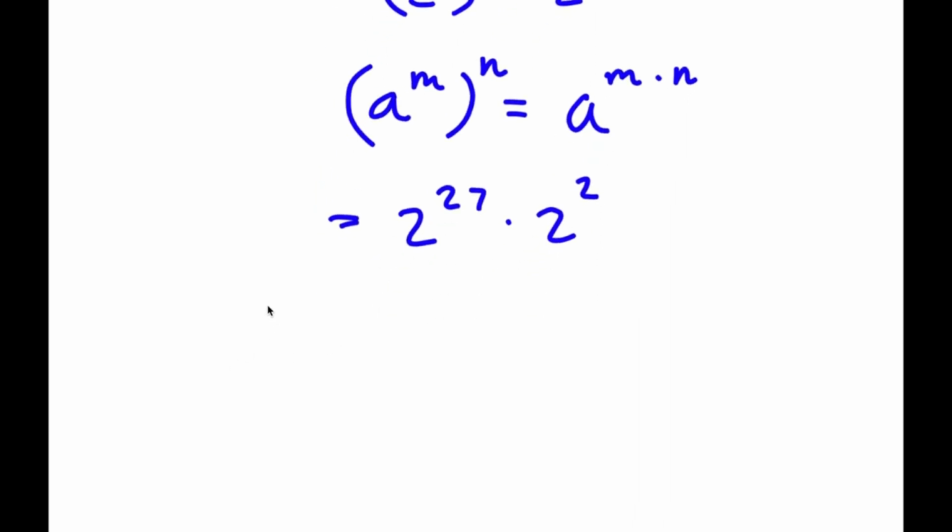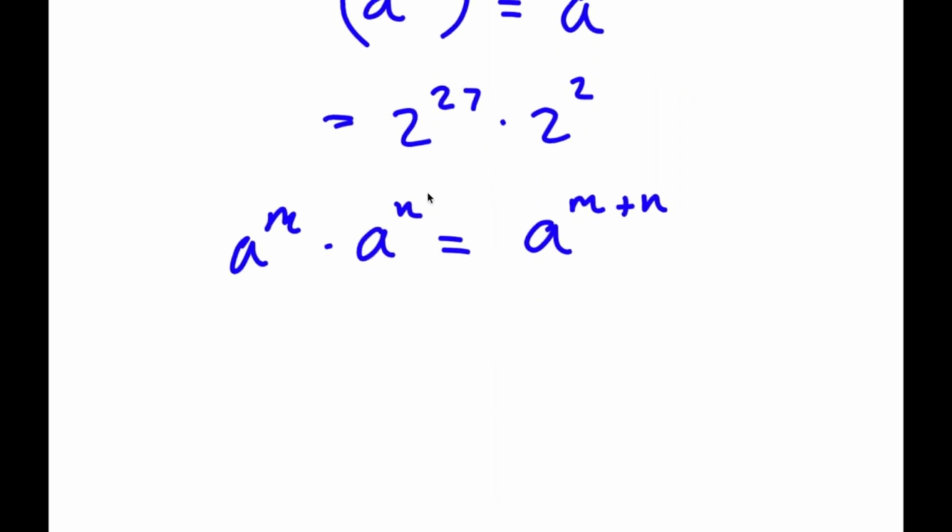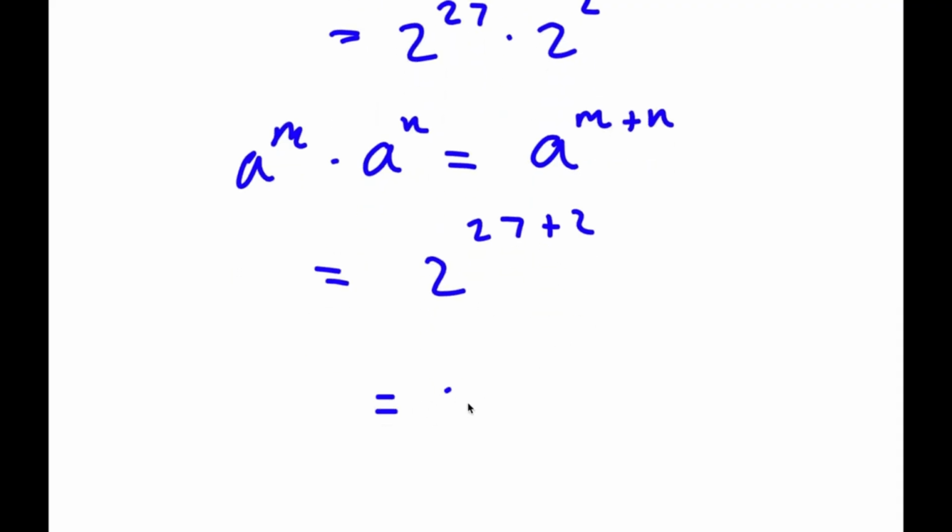And now, if I have something in the form a to the power of m times a to the power of n, this is equal to a to the power of m plus n. So 2 to the power of 27 times 2 to the power of 2, this is equal to 2 to the power of 27 plus 2, which is equal to 2 to the power of 29. So this is my answer.